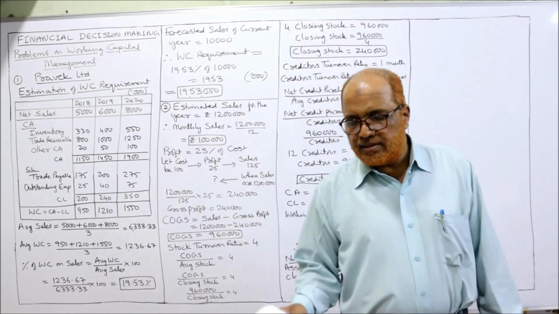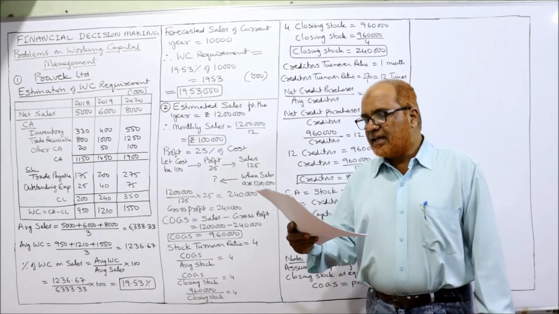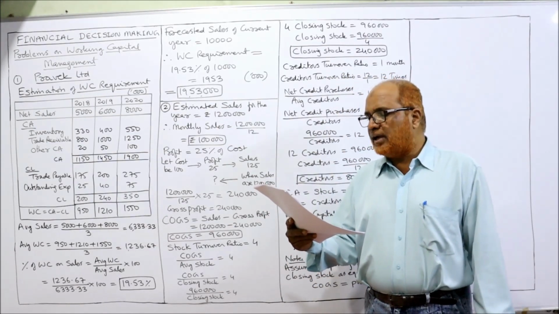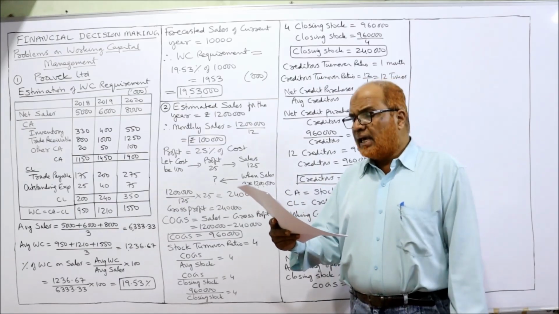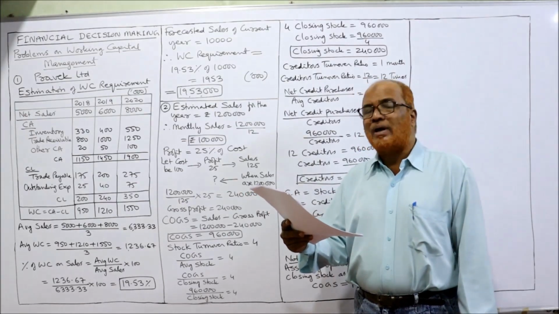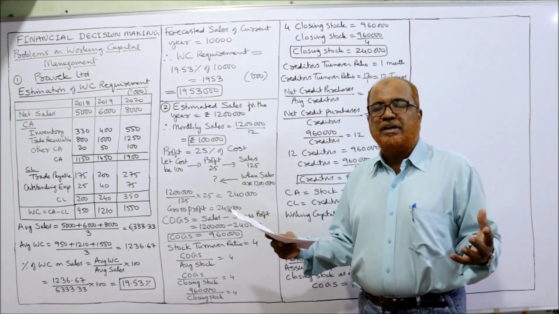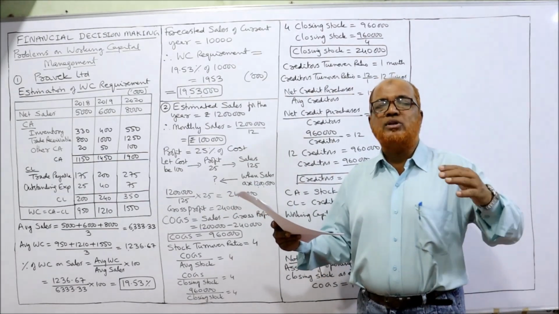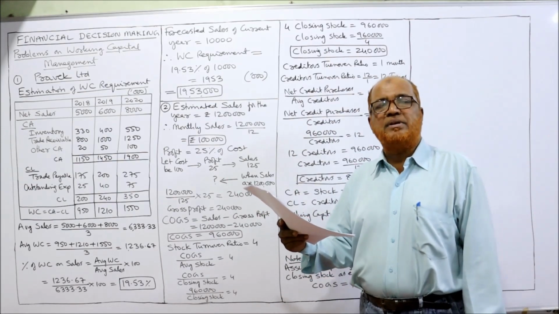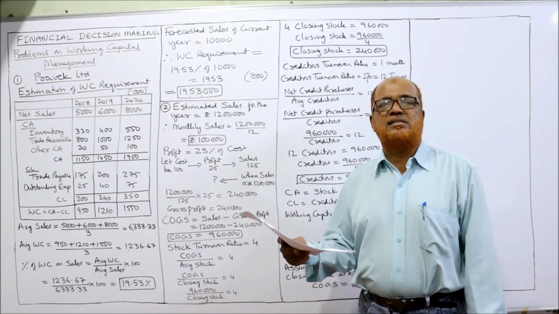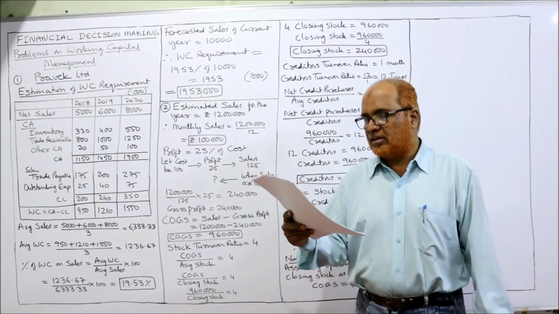Now, second problem. X wishes to commence a new trading business and gives the following information. The total estimated sales in a year will be 12 lakh. New business is being started and they have estimated the sales for the first year. So the business expects 12 lakh rupees as the total sales for the year.